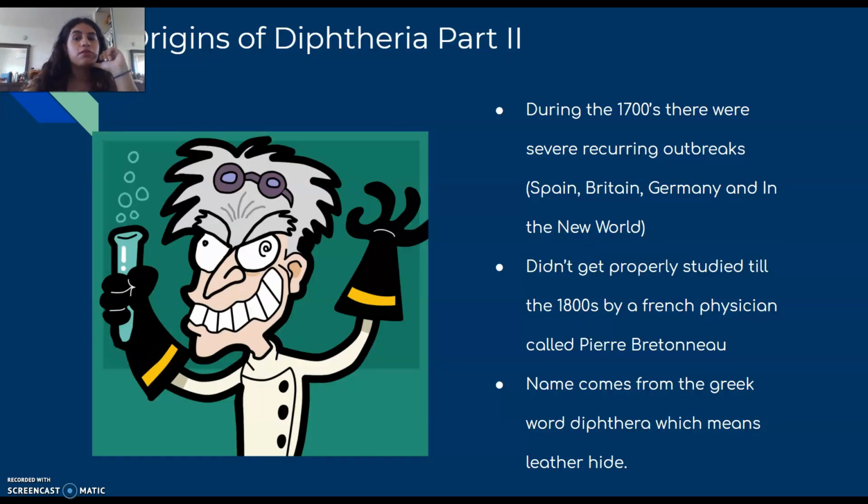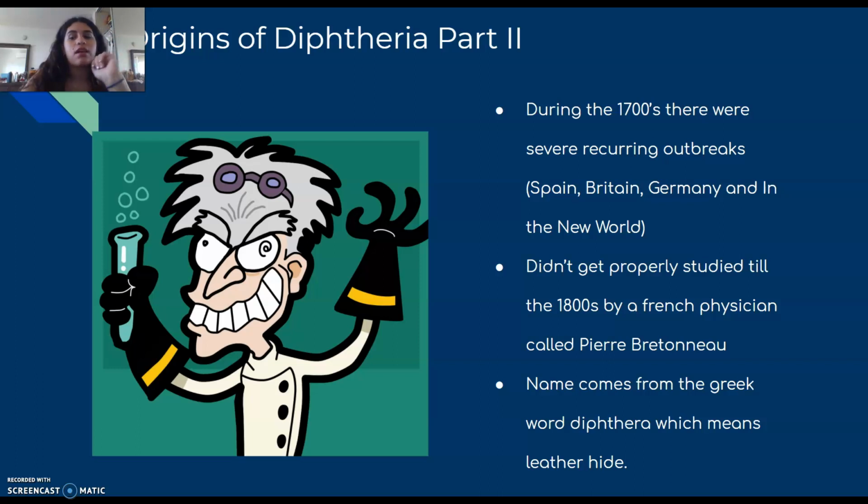During the 1700s, there were severe recurrent outbreaks in Spain, Britain, Germany, and in the New World. So obviously this was the time of exploration, which is why the disease spread so quick. And because of these outbreaks was why people started to look more into what the disease was. It didn't get properly studied till the 1800s by a French physician called Pierre Bretonneau. Imagine this is what he looks like.